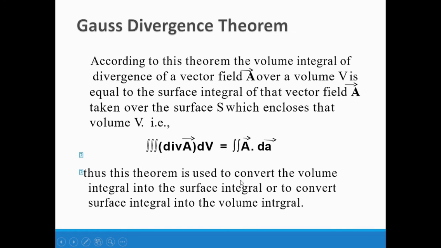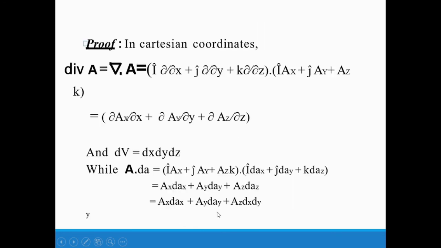Thus this theorem is used to convert a volume integral into a surface integral or vice versa. That means a surface integral can be converted into a volume integral. In both ways, the Gauss Divergence Theorem helps us change a surface integral into a volume integral or a volume integral into a surface integral using this condition. Let us see the proof for this Gauss divergence theorem.